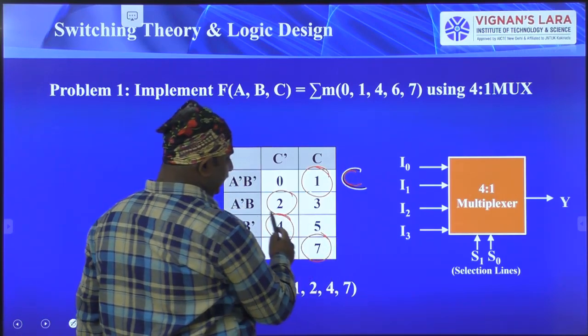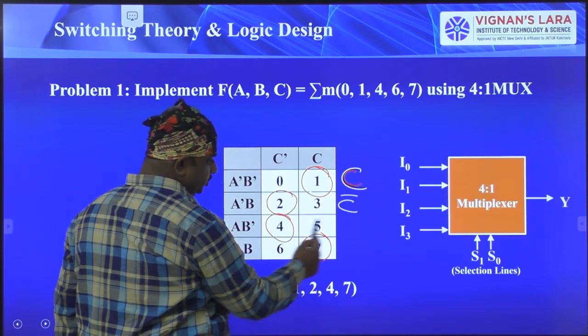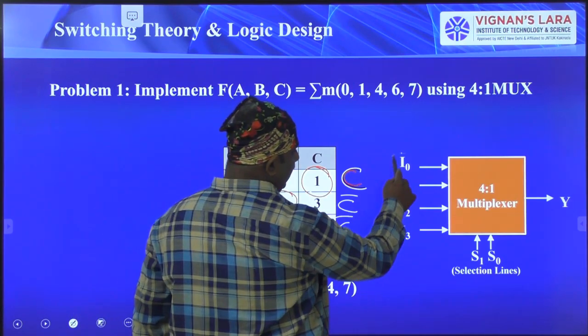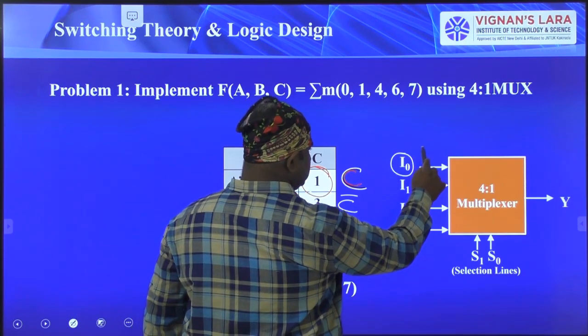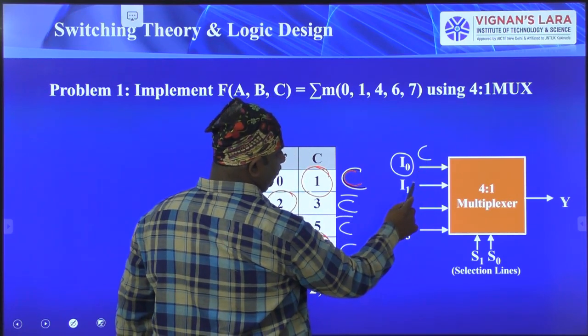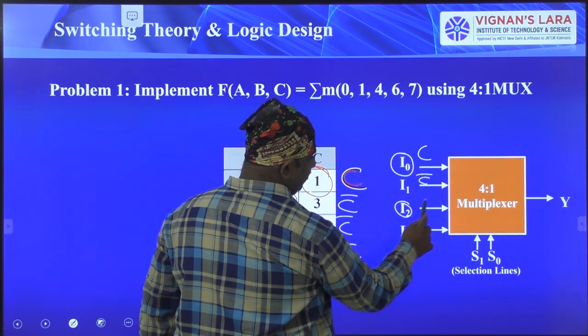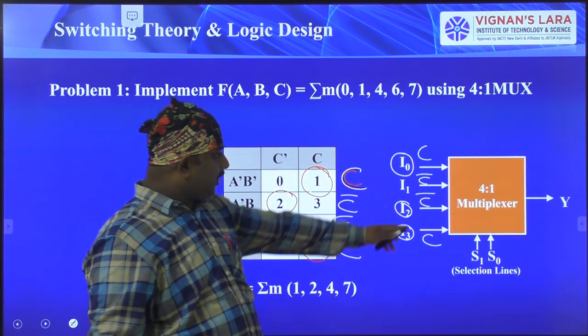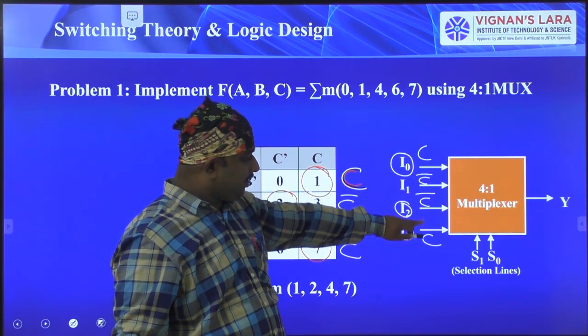And it is covered by C bar. This is also covered by C bar, and this is covered by C. Now in the place of I0 you have to write C, in the place of I1 write C bar, in the place of I2 write C bar, and in the place of I3 write C. So now the inputs are C, C bar, C bar, C.